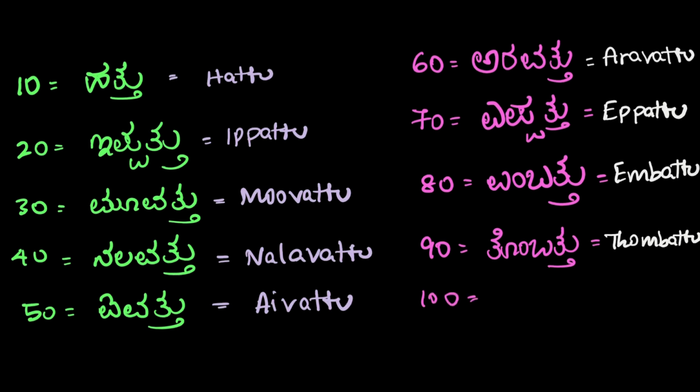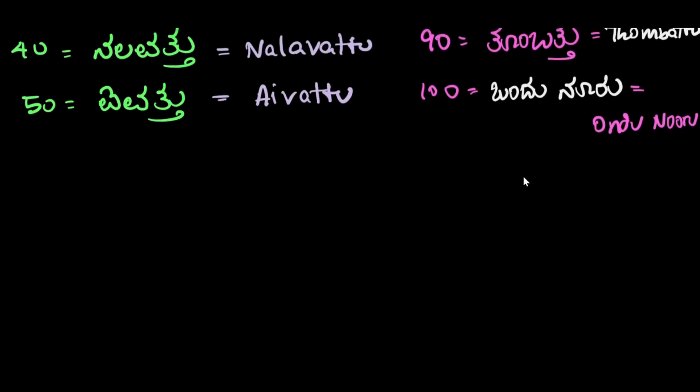100 is very simple. For 100 we call it Nooru, and you can also call it Ondu Nooru. So Ondu means 1, Nooru means 100. I wrote it in white color, let me write it in pink. Okay, Ondu Nooru. 100 is done. And now tell me, what about for 101? Very simple, you can apply the same method.